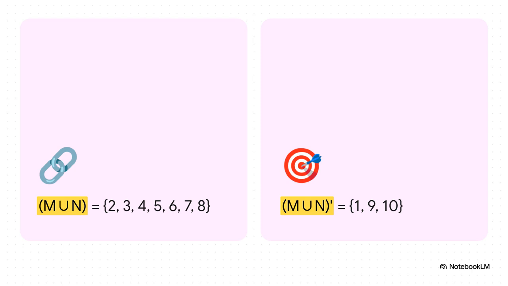Now we apply the complement. What is outside of this mega club in our 10-student classroom? Well, if we remove 2 through 8 from our 1 to 10 list, we are instantly left with 1, 9, and 10. Look at that. It's the exact same answer we got earlier, but with way fewer steps. Honestly, De Morgan's Law is an absolutely fantastic tool to keep in your back pocket.